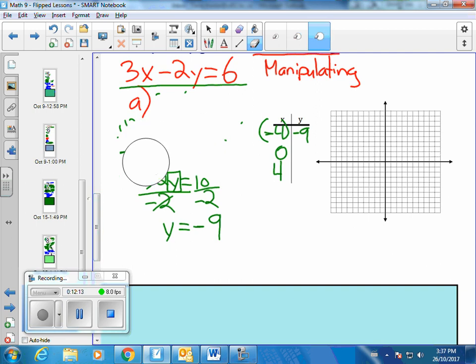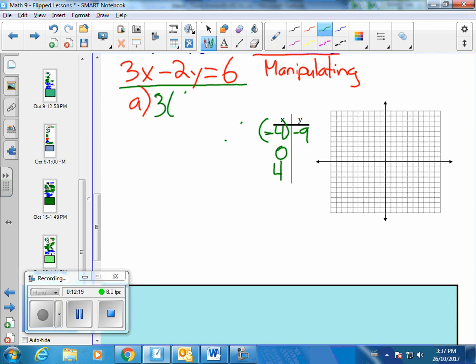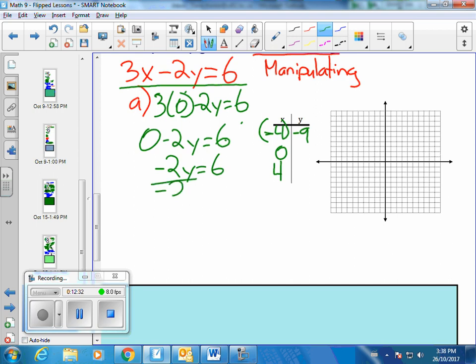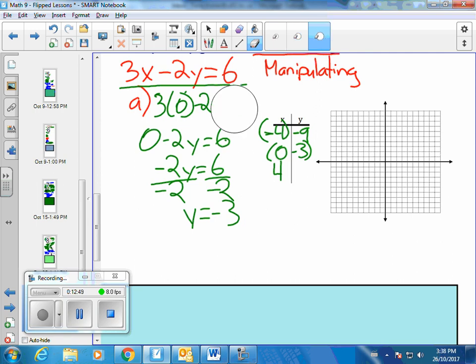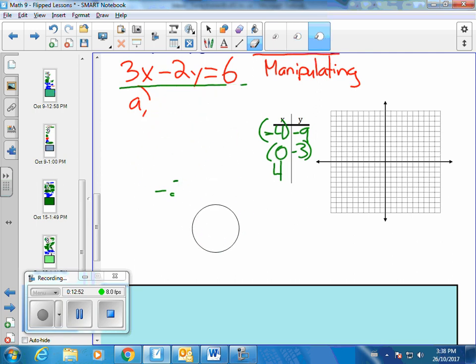Let me get a bigger eraser. There we go. So I do 3 times 0 minus 2y equals 6. 0 minus 2y equals 6. -2y equals 6. So I'm going to divide by -2 on both sides. y equals -3. So I go back up to my equation. When x equals 0, y is -3. One more left. Punch it in for our very last turn here.